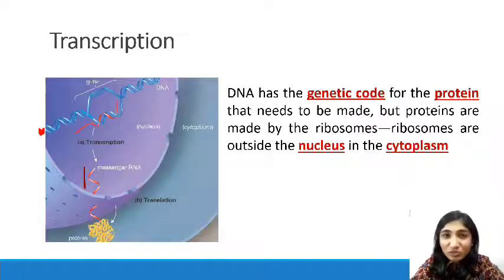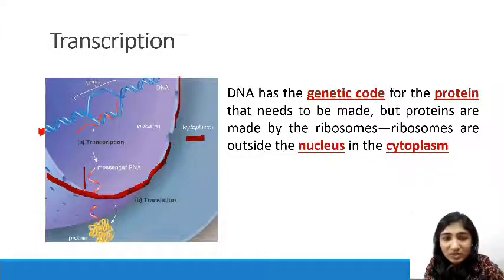So it has the information, but it cannot go outside the nucleus. It is in the nucleus. Look, this is the cytoplasm of the cell. So this whole thing is the cell. Then this violet, purple color is part of the nucleus where DNA is there. So DNA cannot come outside. Therefore, it transforms that genetic information for protein making into messenger RNA.